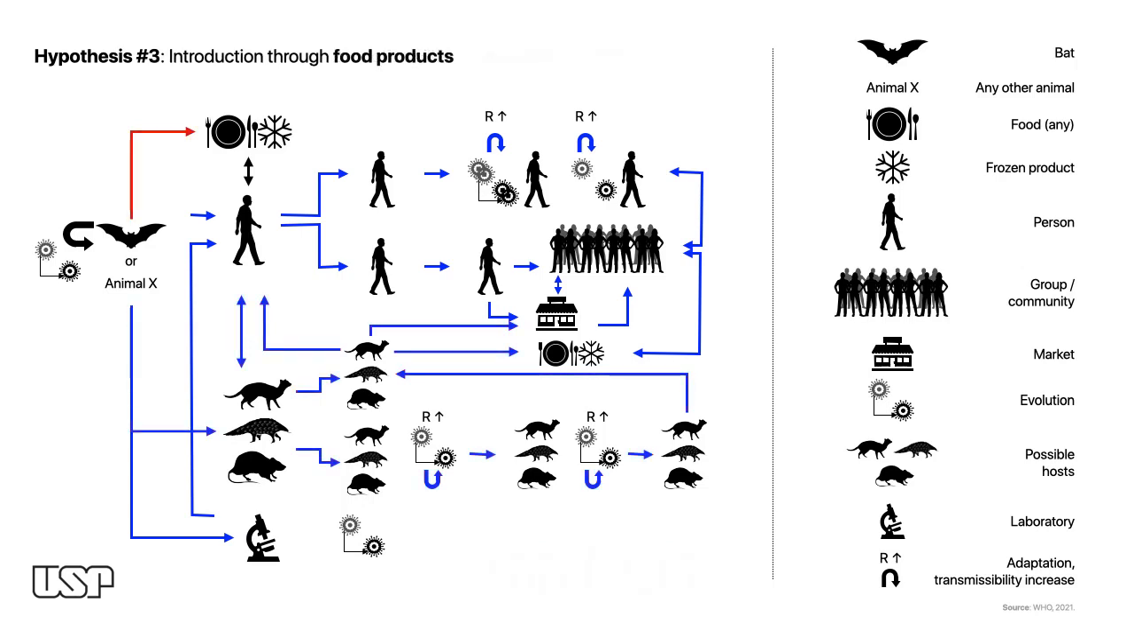The third hypothesis was related to the introduction of the virus through food products. This hypothesis was considered unlikely. The fourth hypothesis was related to the introduction of the virus through laboratory accident. This hypothesis was also considered unlikely.